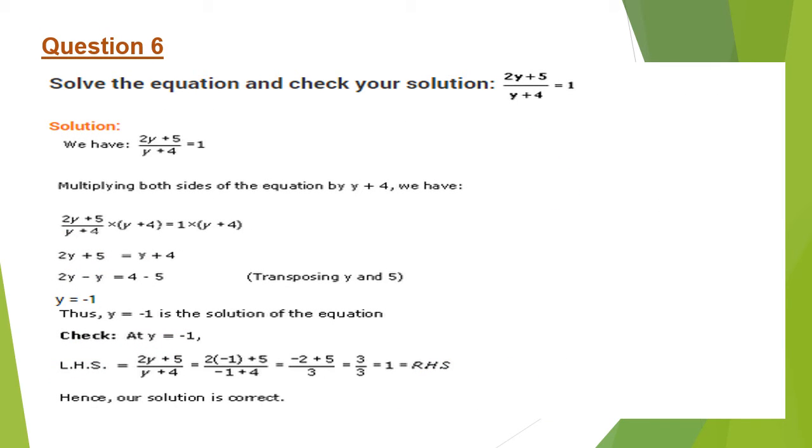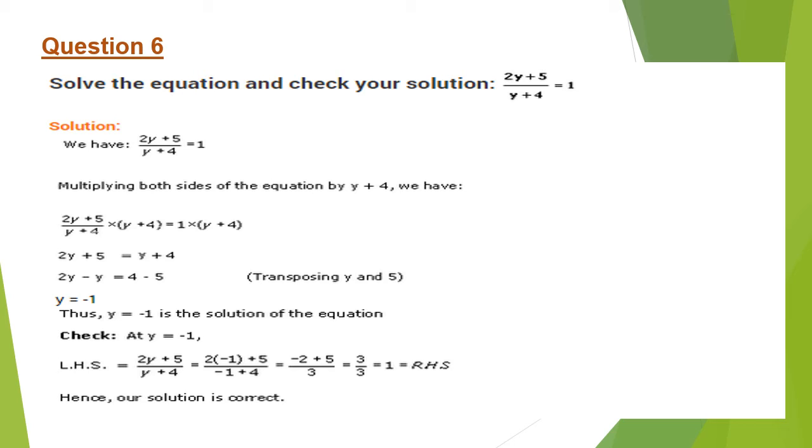Now come to question number 6. Solve the equation and check your solution. The equation is (2y + 5)/(y + 4) = 1. Children, we have (2y + 5)/(y + 4) is equal to 1.